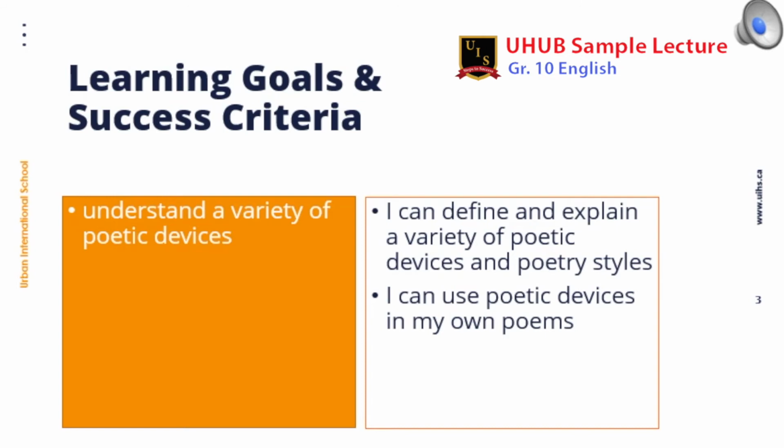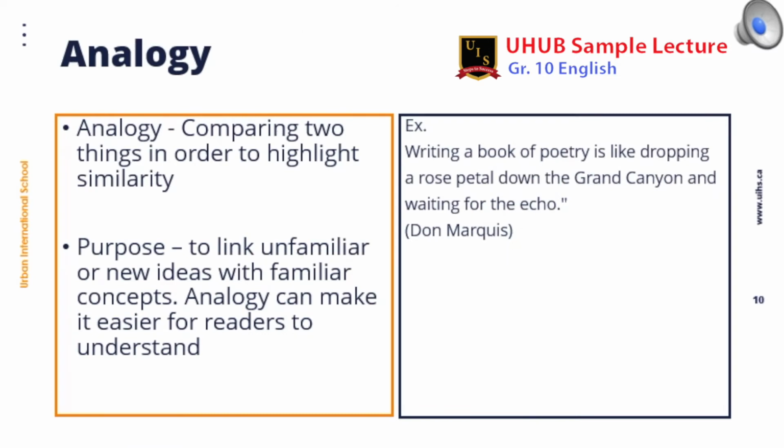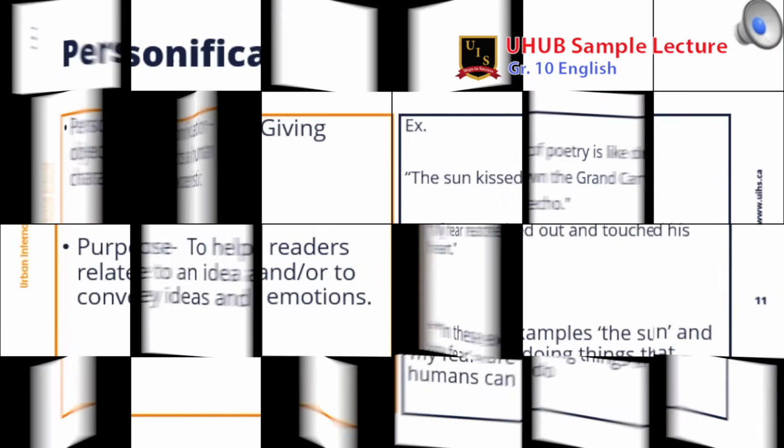The learning goal for today is to understand a variety of poetic devices. Analogy is another type of comparison. This time, two things are compared in order for the reader to better understand what is being written about.